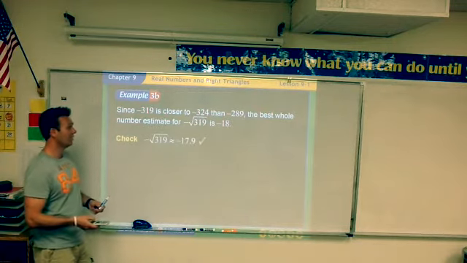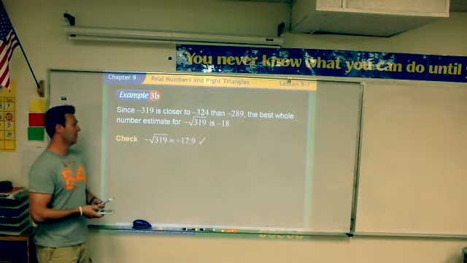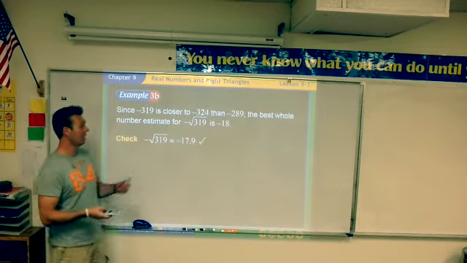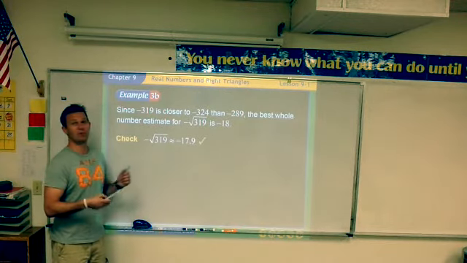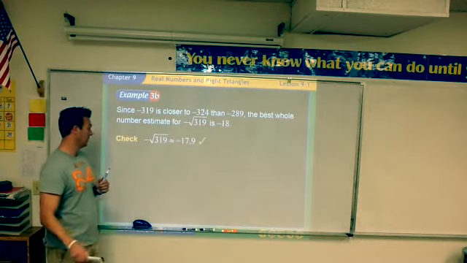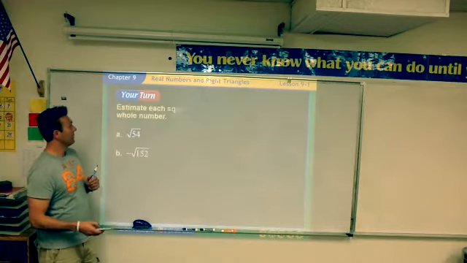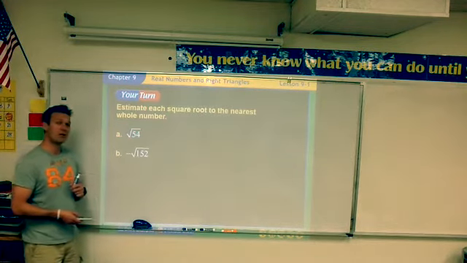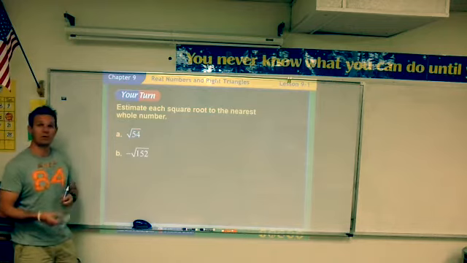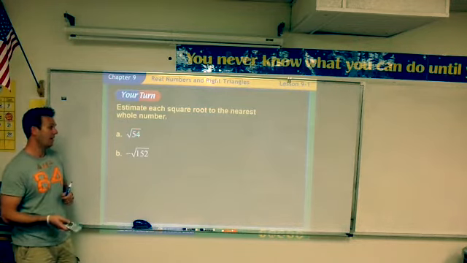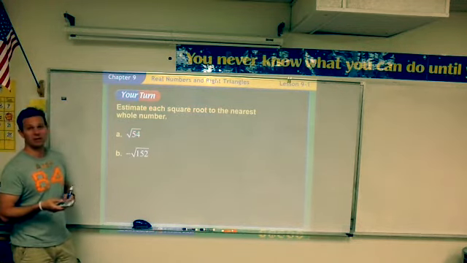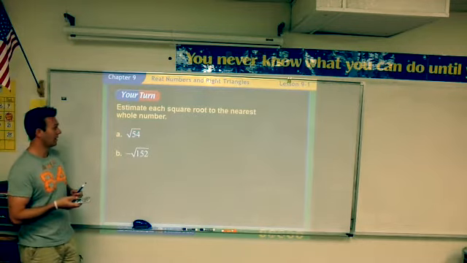So again, your answer is there, and you can actually check that by punching it into your calculator and seeing that it's correct as well. So that's the good news. Negative 18. Now it's your turn to go ahead and answer the square root of 54 and the square root of negative 1 and then 152 in the radical sign.